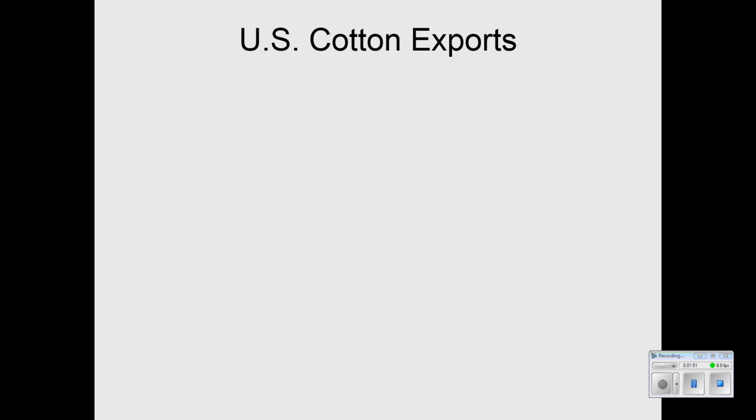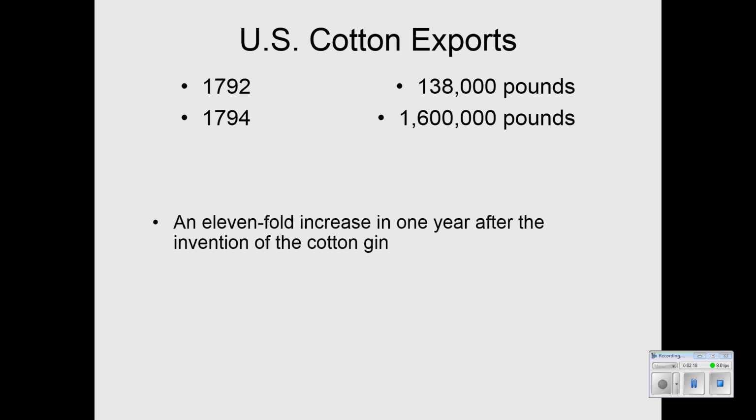Now, to give you an idea of the impact of the cotton gin, we need only look at the numbers. The cotton gin, remember, was invented in 1793. The year before that, there were 138,000 pounds of cotton exported from the United States. For the entire nation, that was really not very much. And then the year after the cotton gin was invented, the number jumped to 1.6 million pounds, an 11-fold increase in just 1 year. Now, when you look at a few years later, just 7 years after that, it had jumped to 48 million pounds.